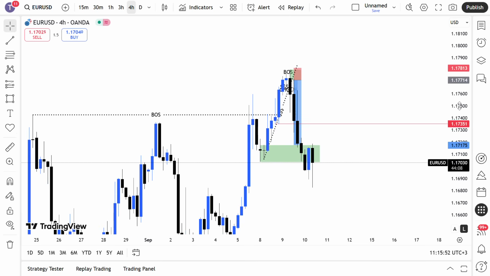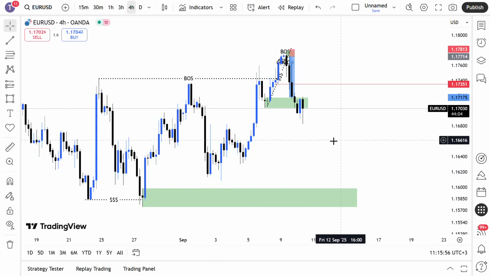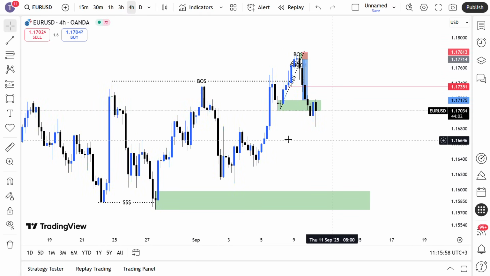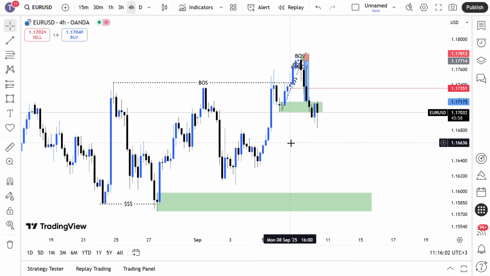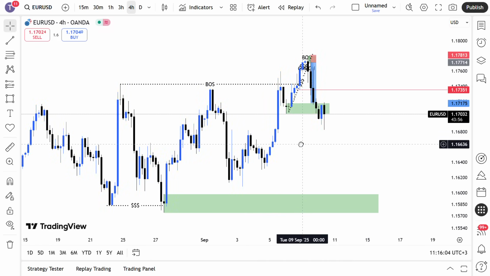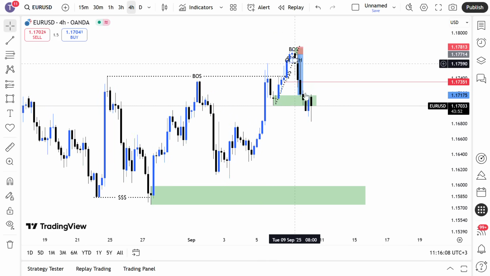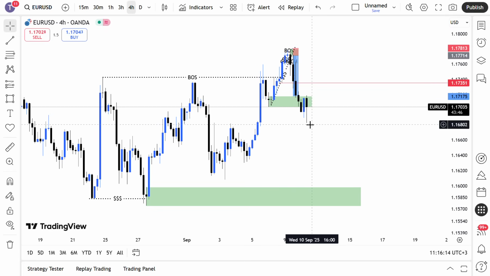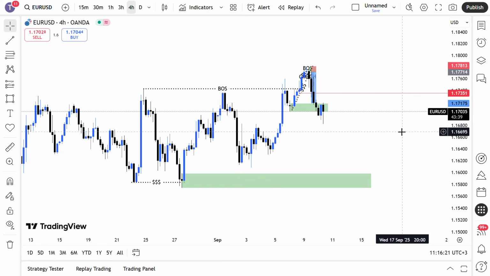But currently, the general overview or the general bias that I have in mind is that this low here was going to be used as a major inducement. And once this low has been taken out and the market has pulled into the 50% level or the discount level, we are going to be seeing more buys to the upside. So I think GBP USD we are still bullish.